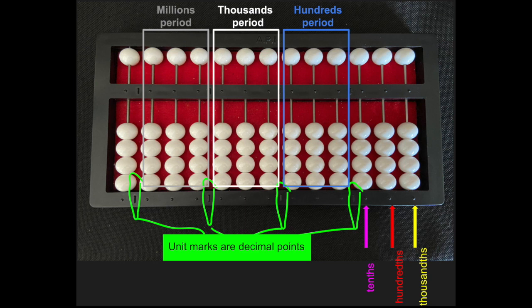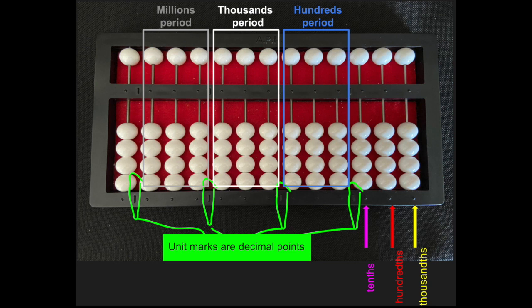Okay, before we get into this decimal problem, I just want to give you a quick overview of where the decimal points are located on your Cranmer Abacus. So our decimal points are the unit marks, and they are located between what is typically the hundreds period and the thousands period, between the thousands period and the millions period, and between the millions period and the billions period.